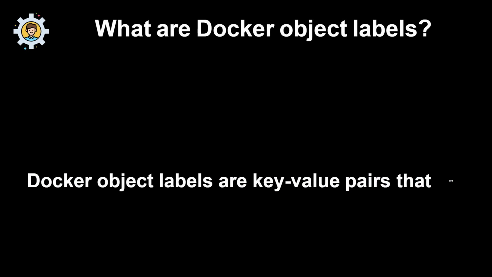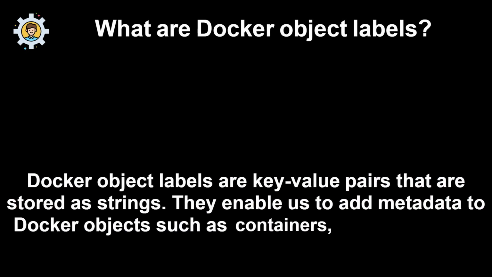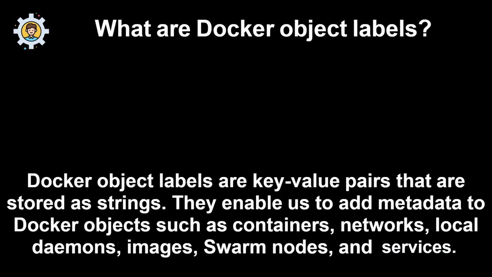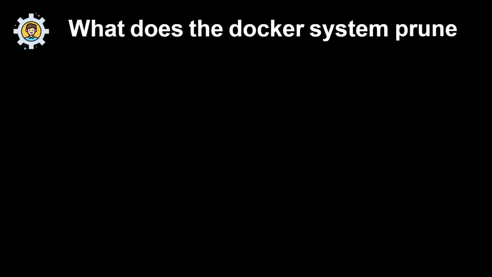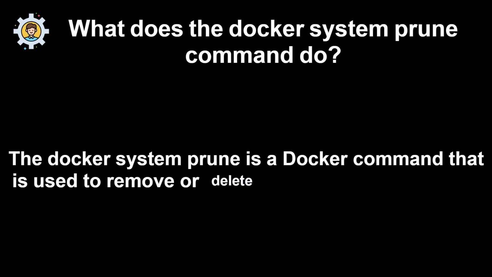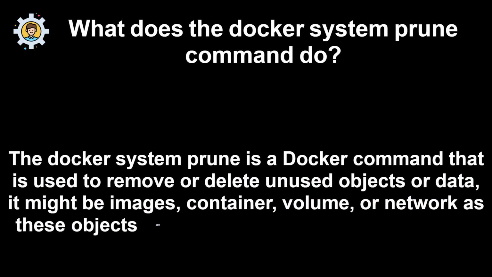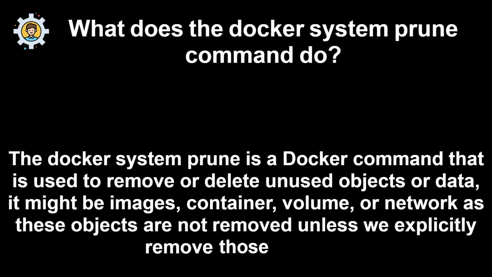What are Docker object labels? Docker object labels are key-value pairs that are stored as strings. They enable us to add metadata to Docker objects such as containers, networks, local daemons, images, swarm nodes, and services. What does the docker system prune command do? The docker system prune is a Docker command that is used to remove or delete unused objects or data. It might be images, containers, volumes, or networks, as these objects are not removed unless we explicitly remove them.